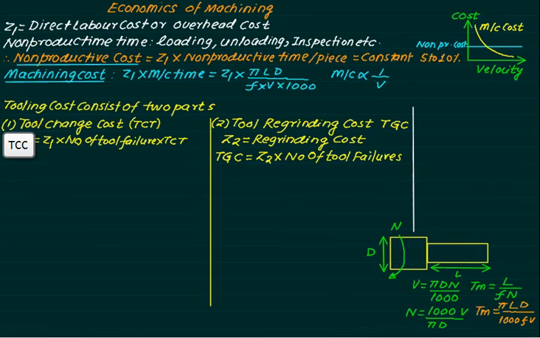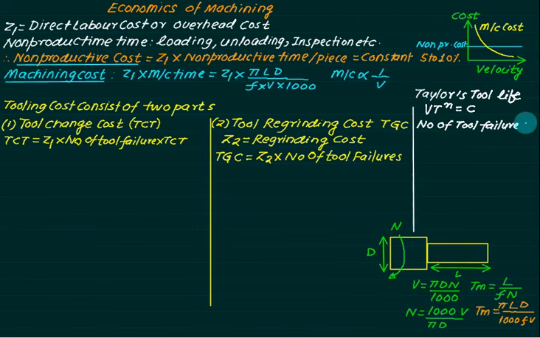So what we need is to calculate the number of tool failures first. Let's go back to Taylor's tool life equation first: VT to the power n equals C. Now, what is the number of tool failures? The number of tool failures equals machining time divided by tool life. Tool life is T equals (C/V) to the power 1/n.